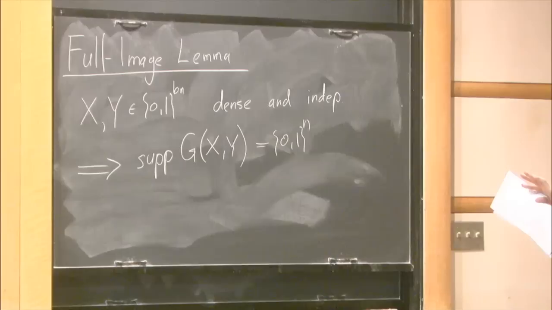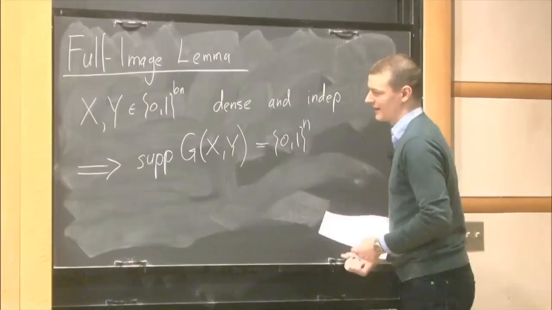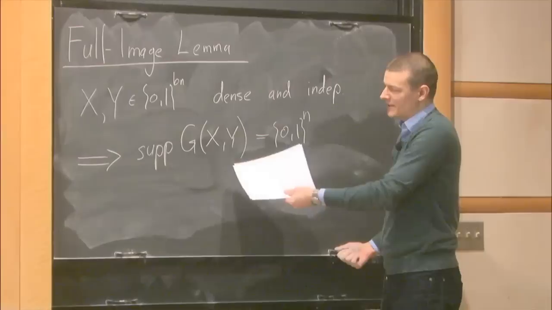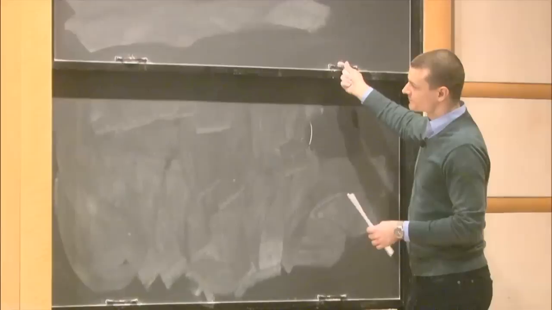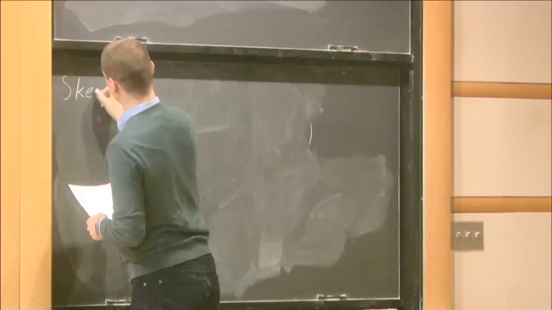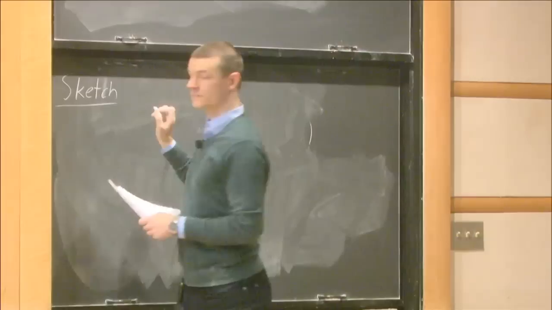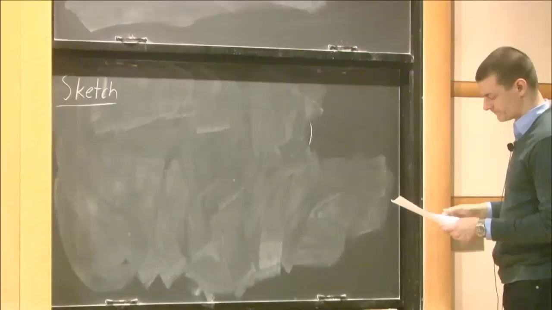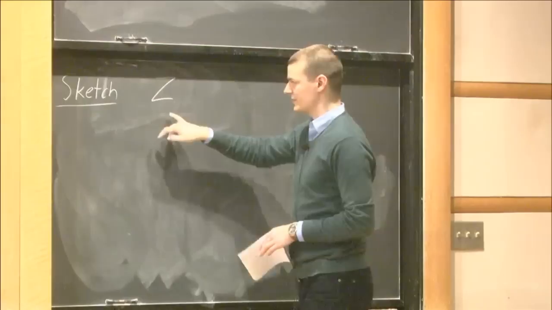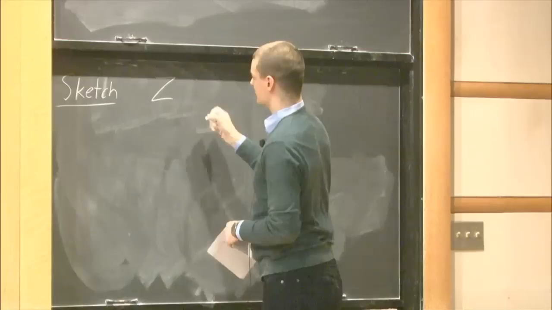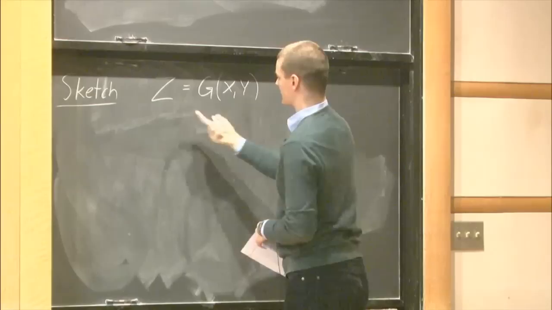I'll only sketch how this is proved. It's like a one-page thing if you wrote it out, but I'll just do a sketch of the proof. Let's denote by capital Z the output random variable. So you plug these dense inputs in and you get some output. And we want to show this has full support.